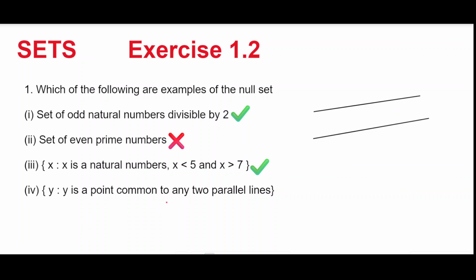So here, y is a point common to any two parallel lines, so we cannot get any point which will be common, by the definition of parallel lines. So we can say that this is also a null set. Clear? This is also a null set. Here the set of even prime numbers is a single element set, so this is not. We have completed this question. Now move on to the next question.